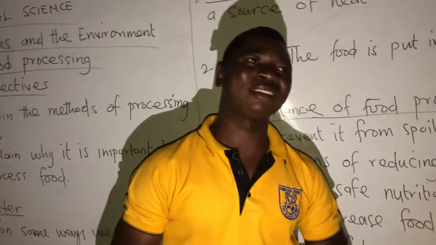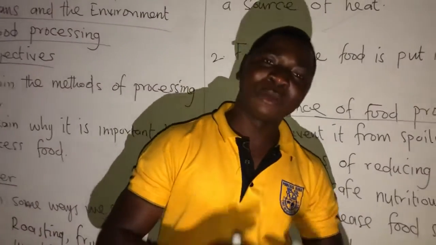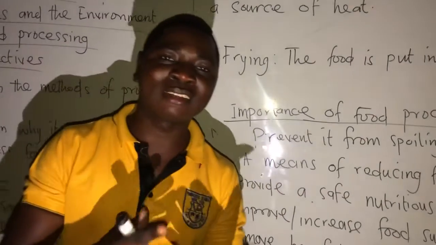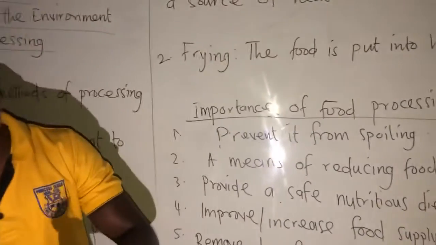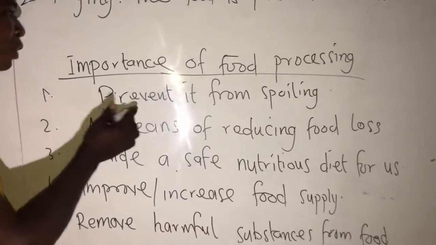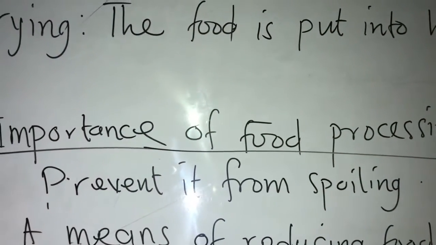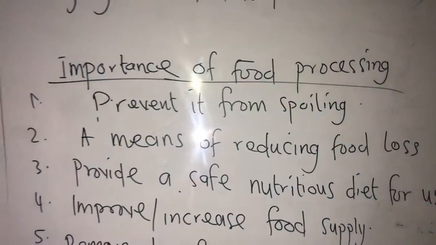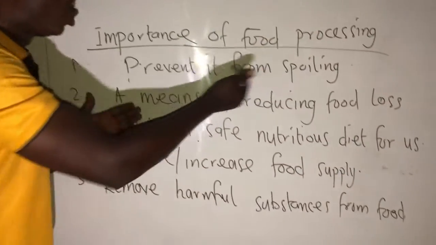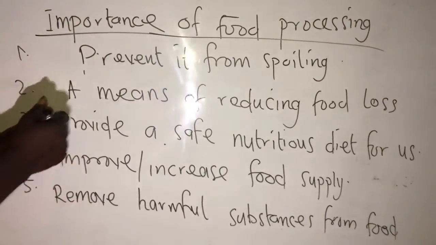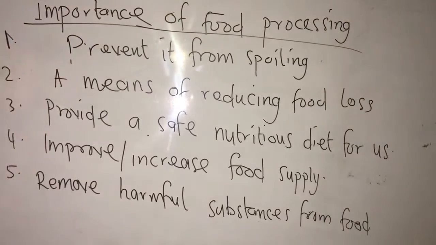Yes, it's important. It's necessary we process our food before we eat because we have a lot of reasons. We want to talk about some of the reasons why we have to process our food. One, to prevent it from spoiling. When you put the plantain down, especially the ripe one, for some time, you see that the plantain will be spoiling. So we have to process it so that it will not spoil.